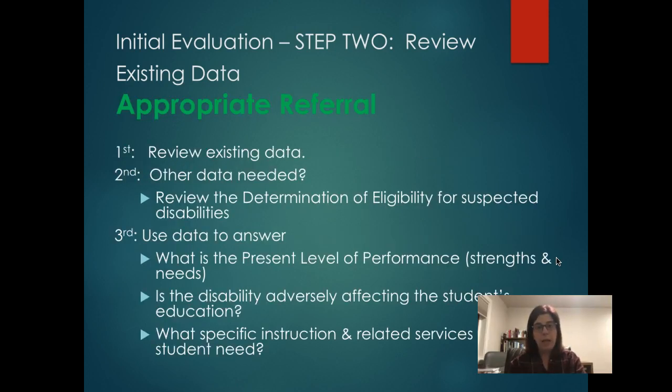Appropriate referral, so these are the steps for that. Reviewing existing data, wondering if additional data is needed, reviewing the determinants of eligibility for suspected disabilities, using that data to answer those questions. What's the present level of performance or strengths and needs? Is the disability adversely affecting the student's education? And what specific instruction and related services will the student need?